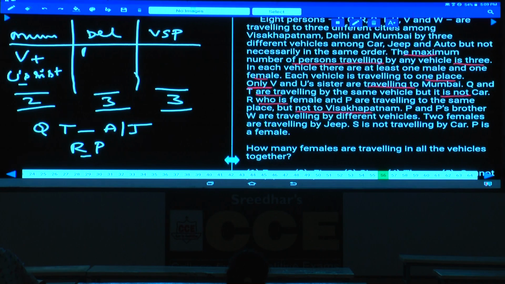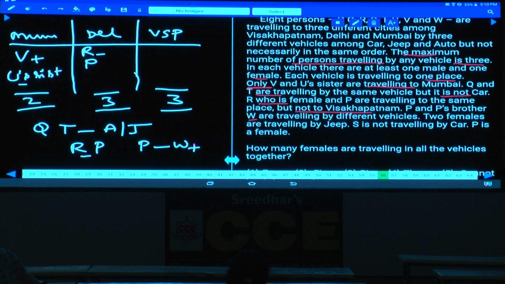Hence R is a female, and who is the other person here? P. R and P are traveling to Delhi. Next one, P's brother W. P is here and P's brother is there, W, and they are traveling by different vehicles, means they are traveling in different cars. They are traveling to different cities. As they are traveling to different cities, P is traveling to Delhi.